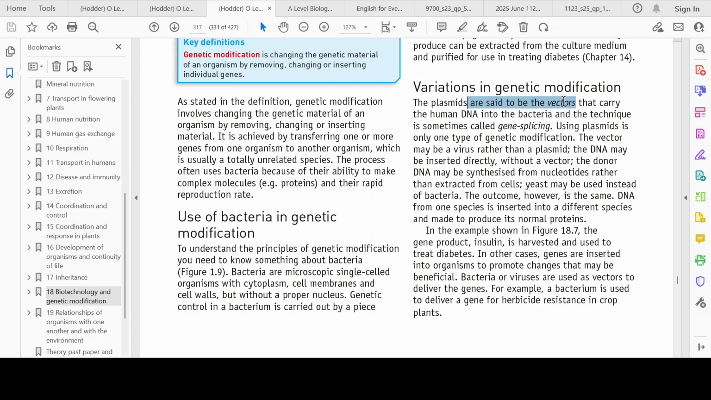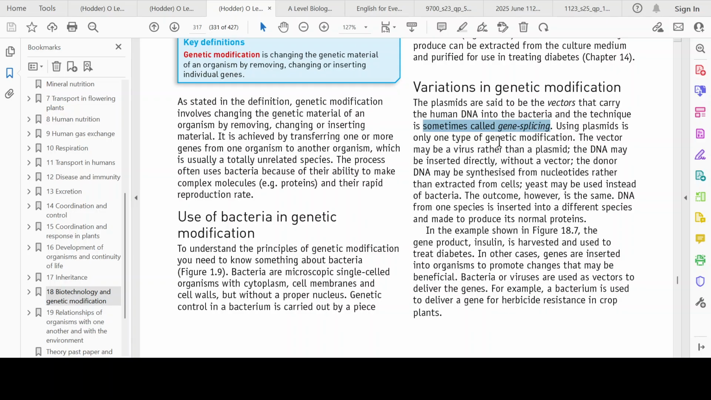So what are they saying over here? The plasmids are said to be vectors. They carry the human DNA into the bacteria. The technique is sometimes called gene splicing. So that's something you may want to know, right? Another, like, what's the technique of introducing human DNA into bacteria? That's called, so the name is gene splicing.